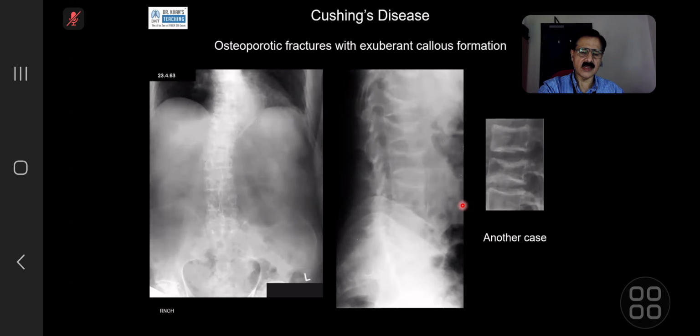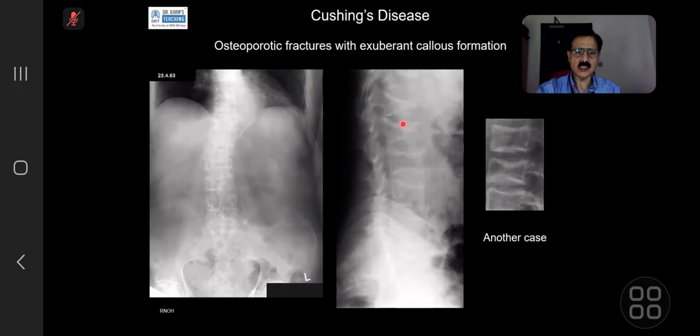And the final thing which I want to cover today is Cushing's syndrome or Cushing's disease. In Cushing's syndrome, the key exam thing which you have to remember is that there will be fractures, for example, in the spine, in the ribs, and they can be spontaneous fractures. Key thing to remember is the callus formation, which is exuberant. And this is quite a unique phenomenon in Cushing's.